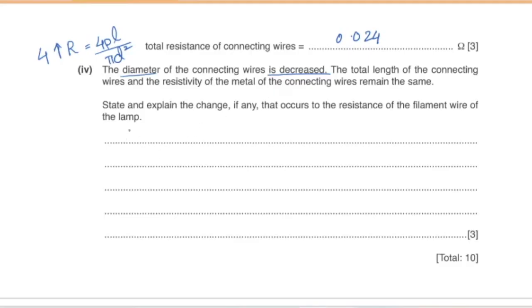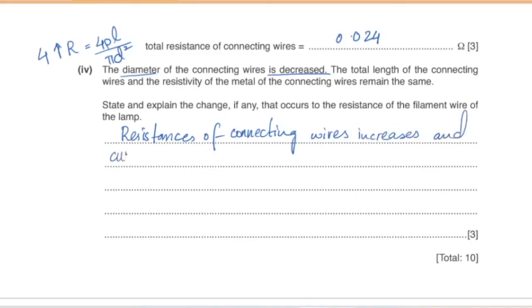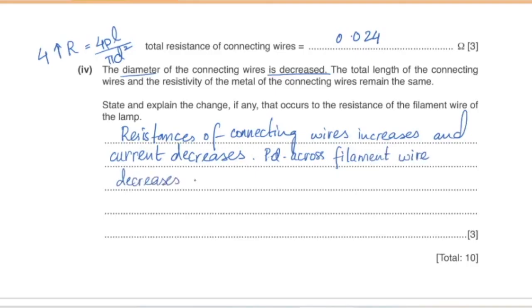So we can write that the resistance of the connecting wires increases and current decreases. When current decreases, the PD across the filament wire will decrease, and hence the resistance of the filament wire will decrease too. PD across the filament wire decreases, thus its resistance decreases.